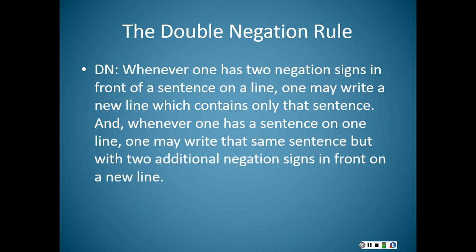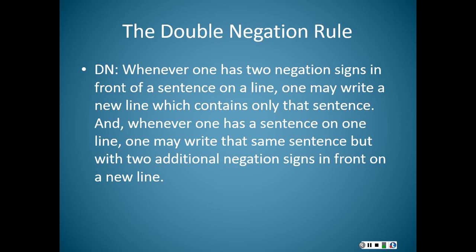Here is a statement of the rule. Whenever one has two negation signs in front of a sentence on a line, one may write a new line which contains only that sentence. And whenever one has a sentence on one line, one may write that same sentence but with two additional negation signs in front on a new line. So essentially, whenever one finds a sentence on a line with two negation signs in front, one can delete them. Or whenever one has a sentence on a line, one can add two new negation signs.